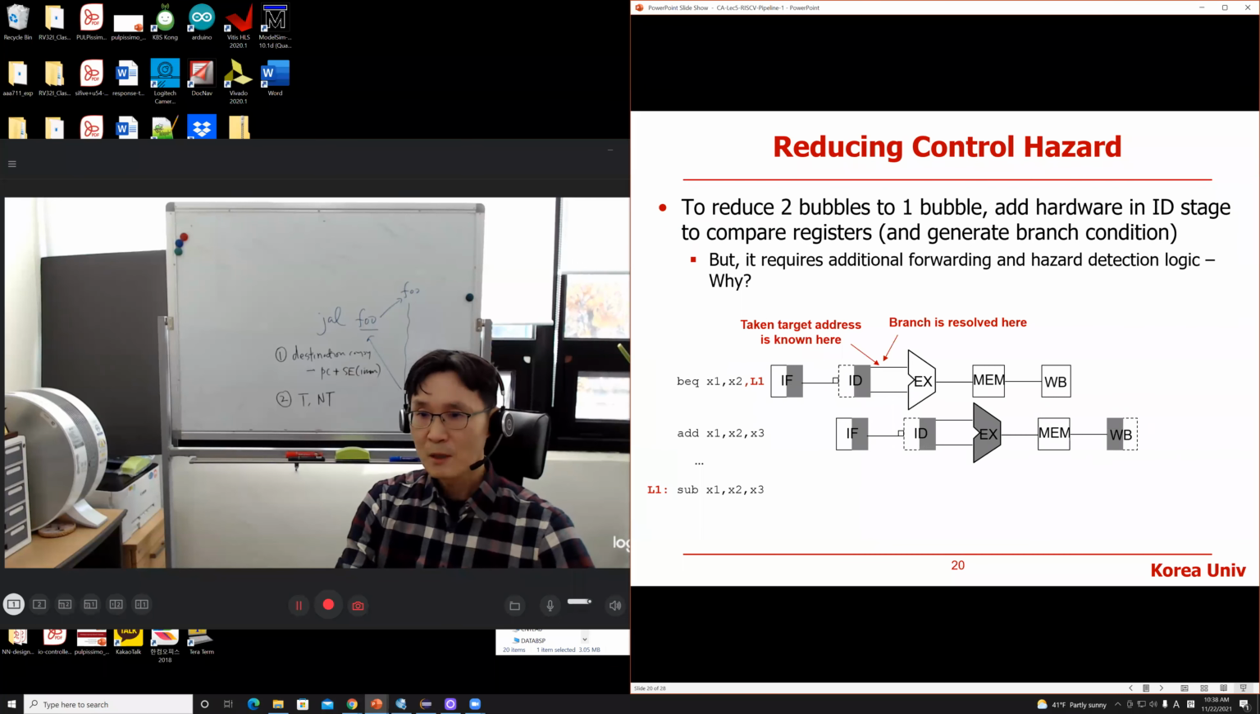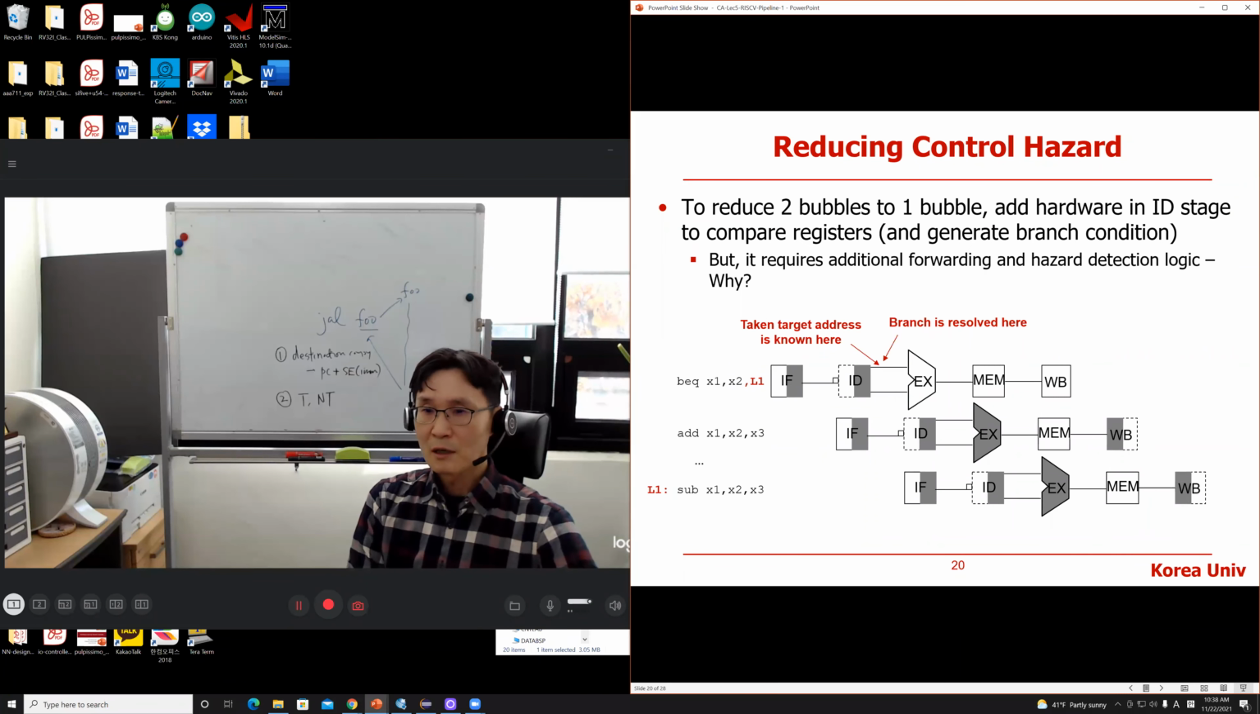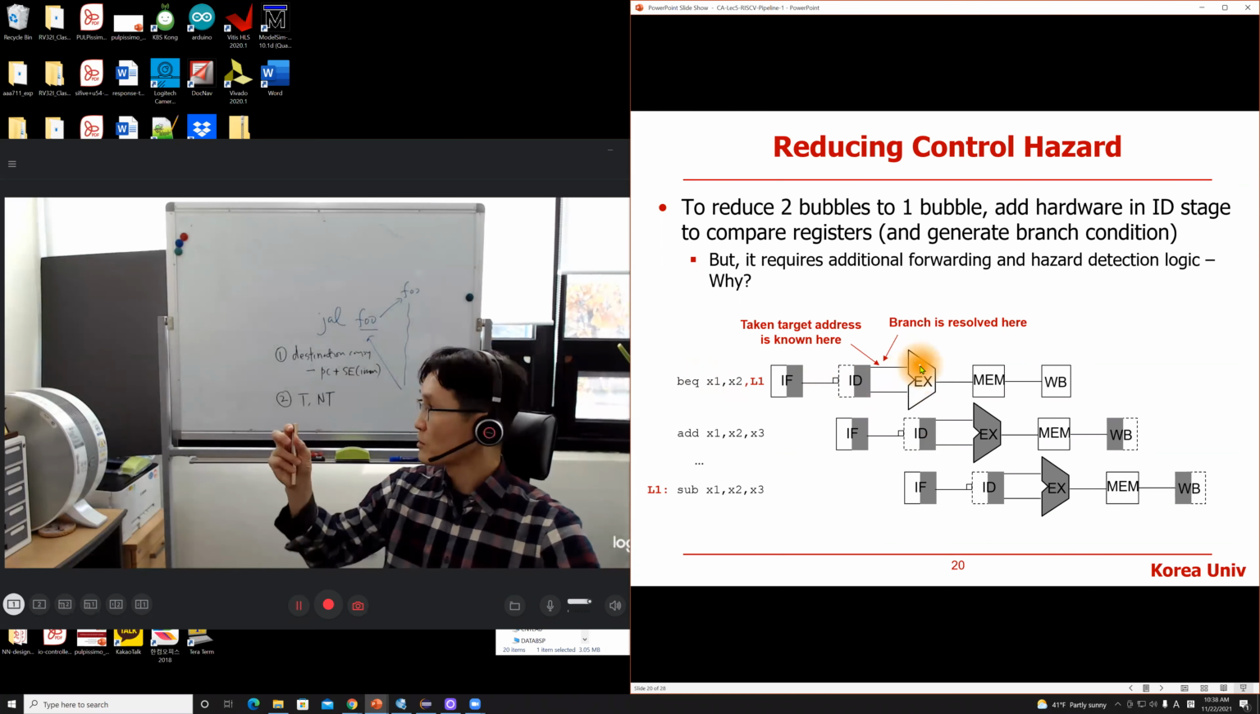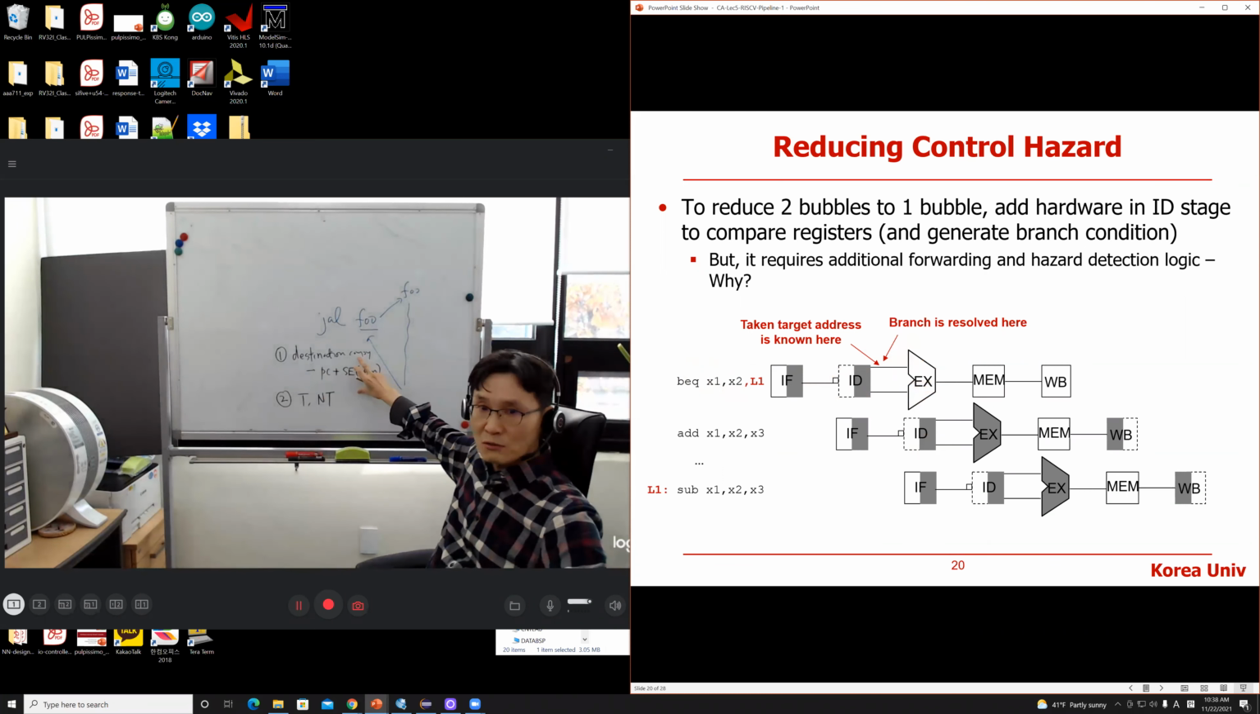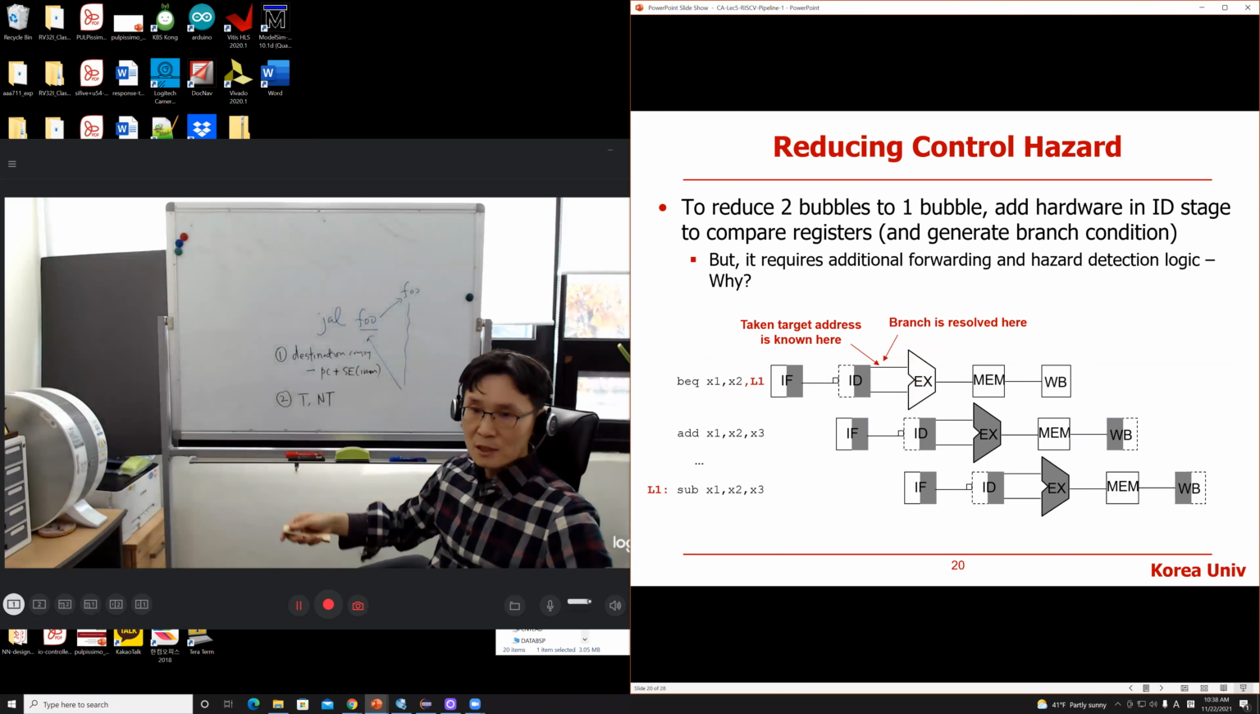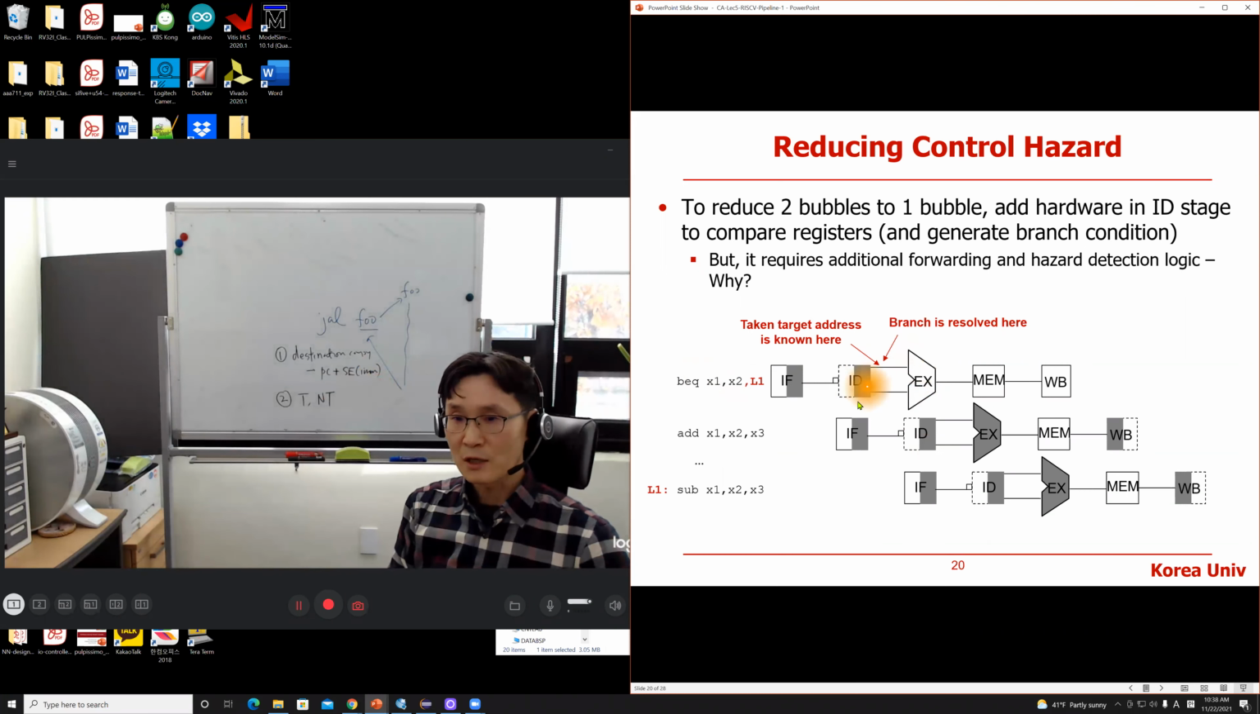For faster execution, like this, then probably you can resolve branch in decoding stage instead of execution stage. You want to move the branch resolution, these two branch resolution operations, into decoding stage.